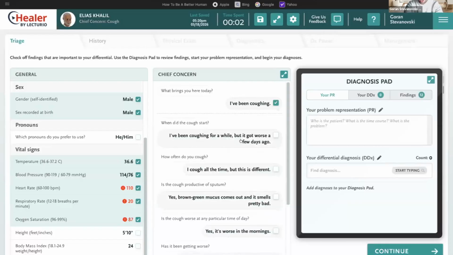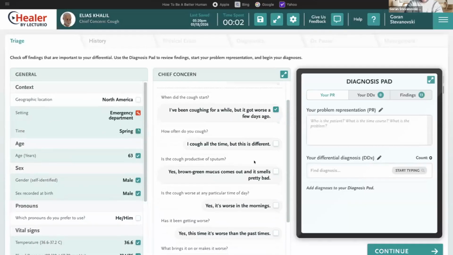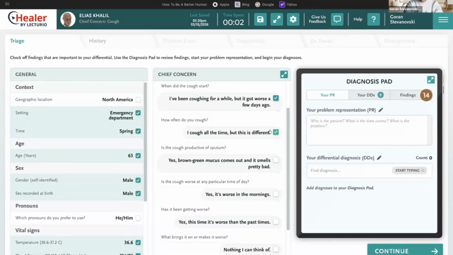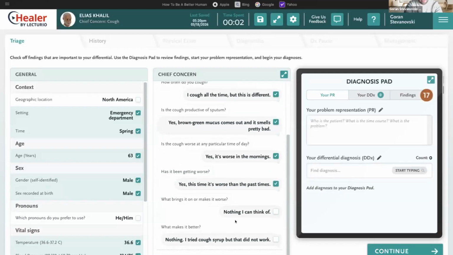So this patient has had a cough for a while. It has worsened though, which explains why the patient is in the emergency department. And then we just click through everything that we find important. He coughs all the time, but this time is different. It is productive and it's brown-green mucus. It is worse in the mornings. It's worse this time than past times. He has even tried cough syrup, but it did not work.